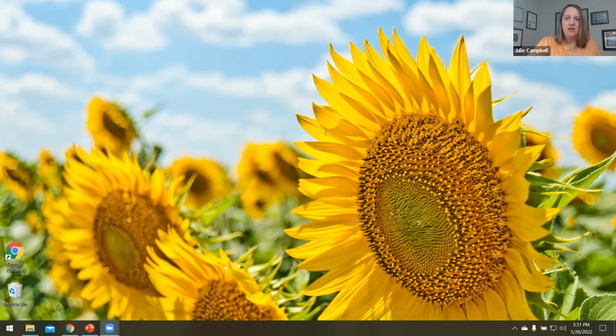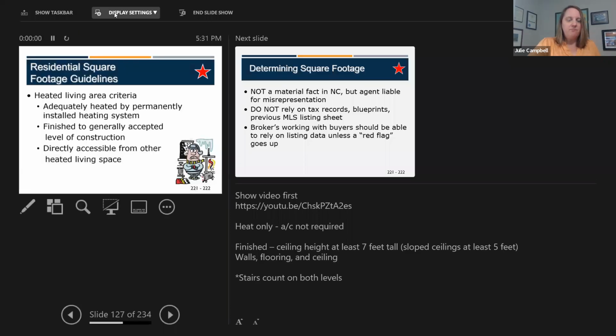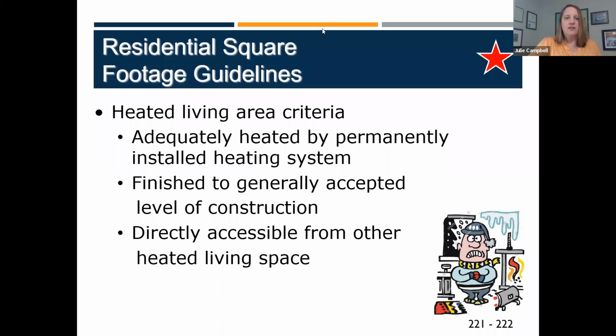Make sure you see it's in your textbook, which is helpful not just for your exam, but for real life as well. So first, when it comes to total living criteria, or heated living criteria, or total heated living criteria, they can call it whatever they want to. There are three requirements. There are three things that we have to have in order for me to count it as total heated square footage. And we have to have all three of them.